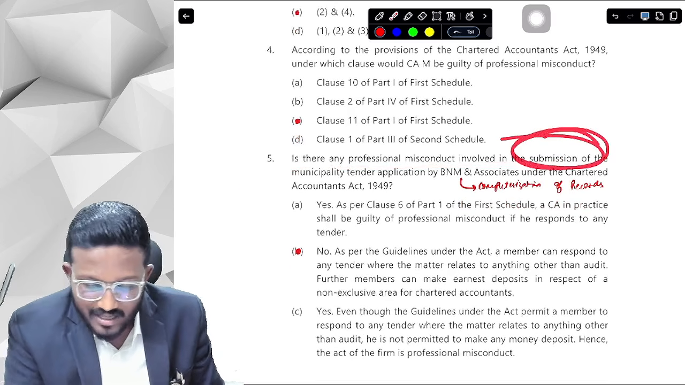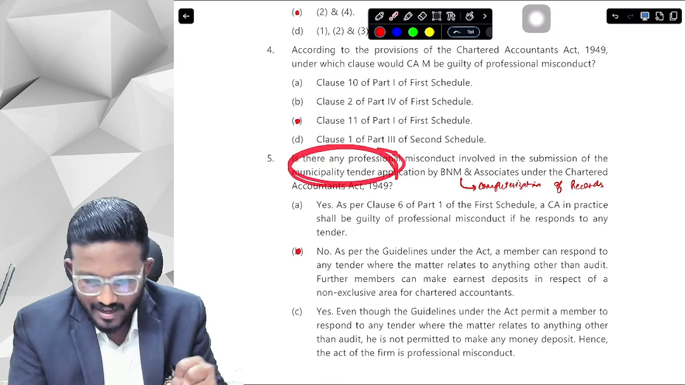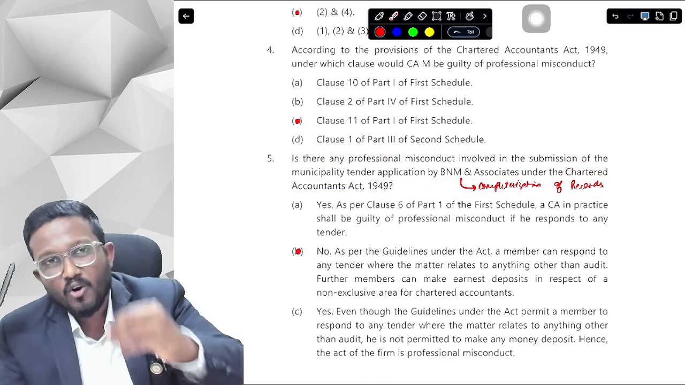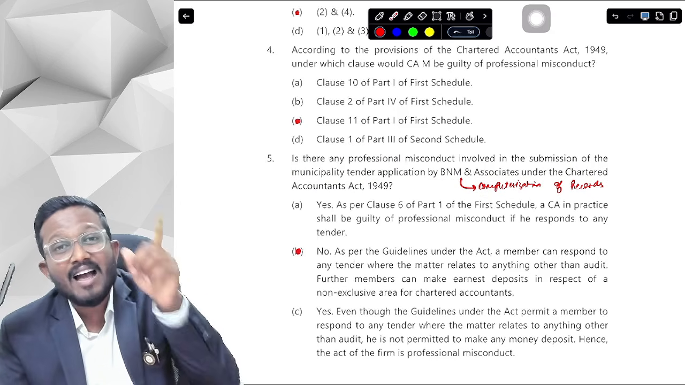If a CA firm has submitted a municipality tender, and that tender was for computerization of records, and while submitting the tender we have also deposited the earnest deposit. Whether we will be guilty, sir? No, we will not be guilty. Why we will not be guilty?